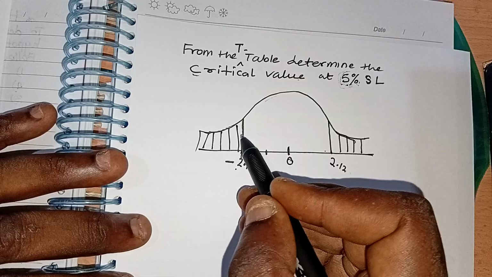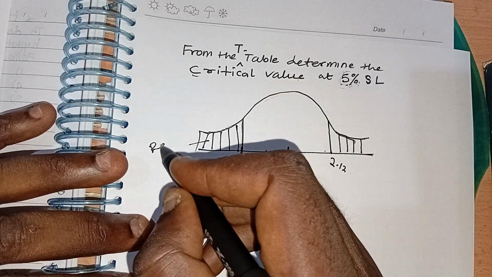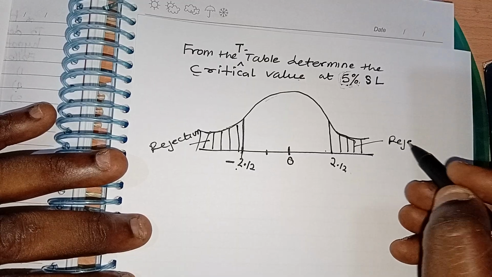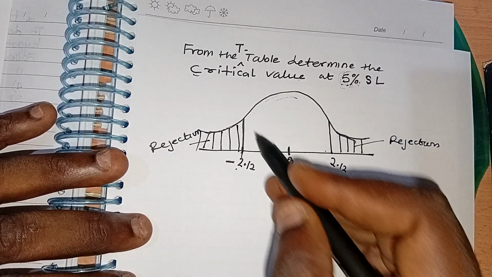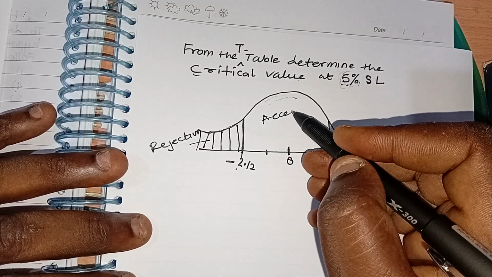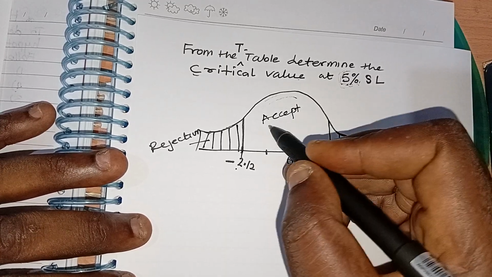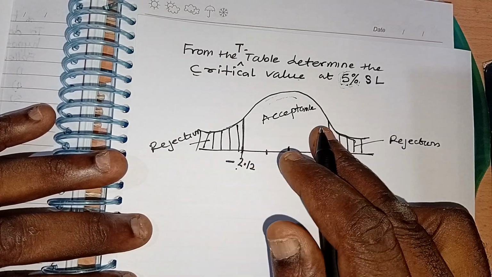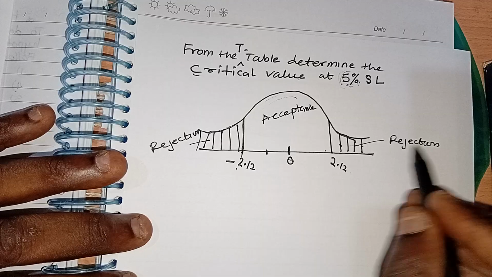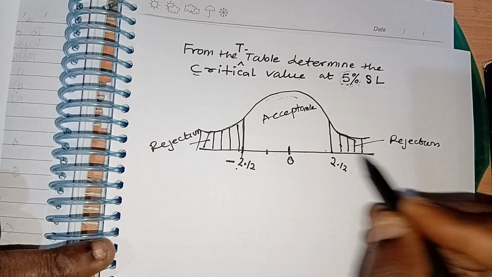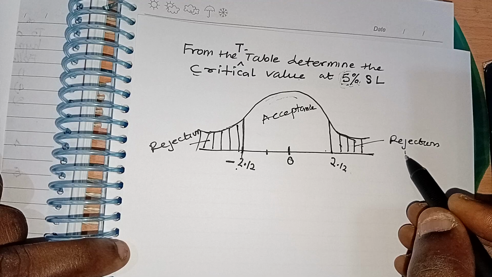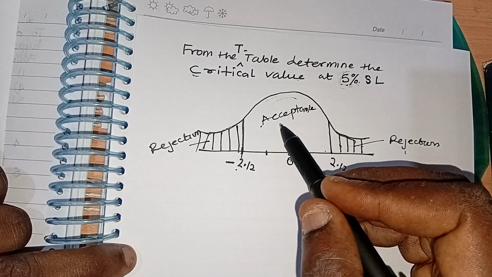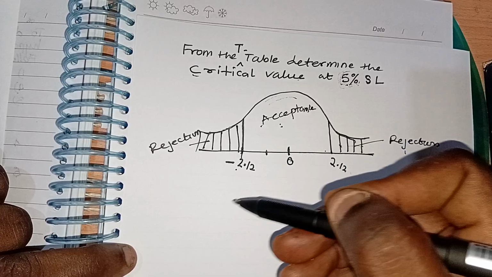The shaded region here is called the rejection region. Then the unshaded here is called the acceptance region. What are you accepting? You are accepting the null hypothesis. You reject the null hypothesis in the rejection region. So when you reject the null hypothesis, it means you are accepting the alternative. When you accept the null hypothesis, it means you are rejecting the alternative.